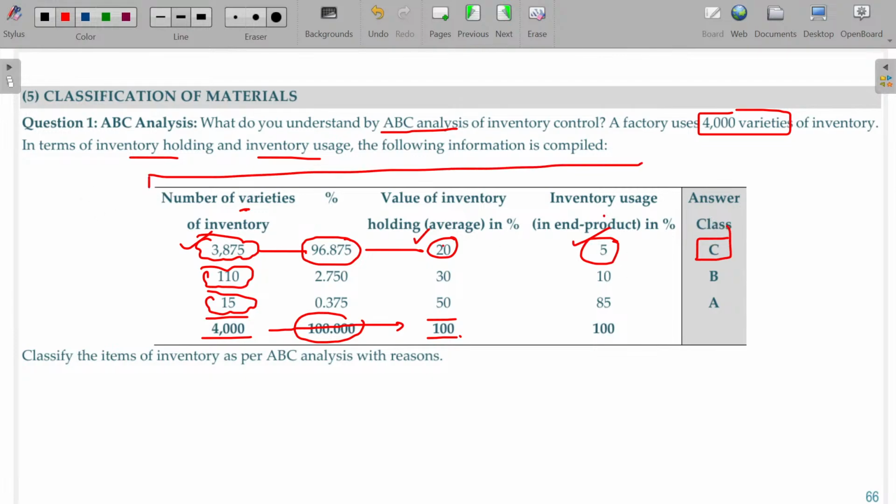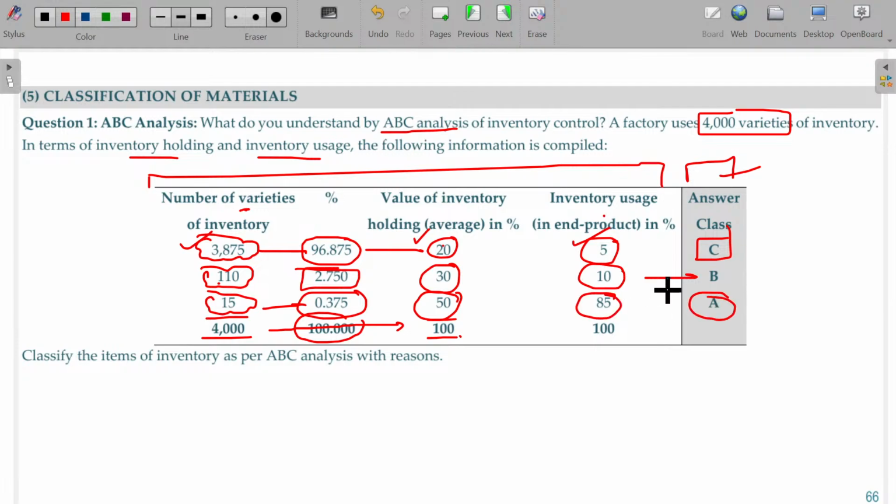This is the question in your examination. This is the answer. Before you write this answer, write the theory I have discussed earlier. In case of 110 units, almost closer to 3% of your commodity, value is almost 30% and usage is almost 10%. That is B category. And this one is just merely 0.375% only, but value is 50% of all the commodities' value put together, and inventory usage is high, so this will be A category. A category requires more stringent inventory control. Clear? Hope now you'll be able to understand this one.